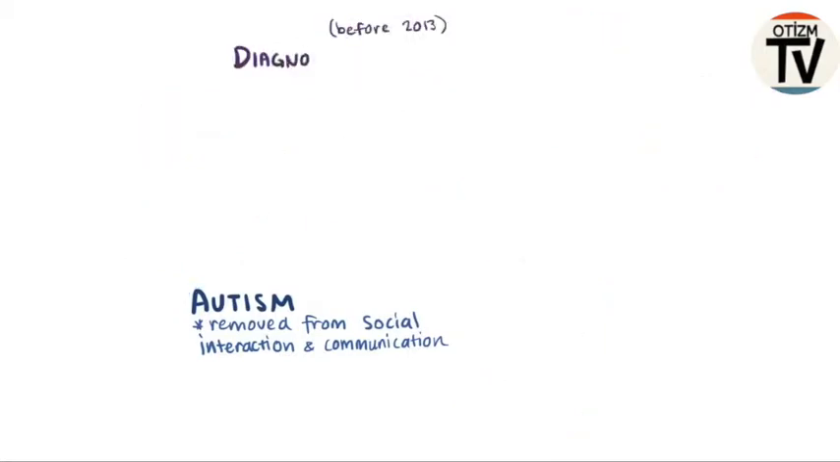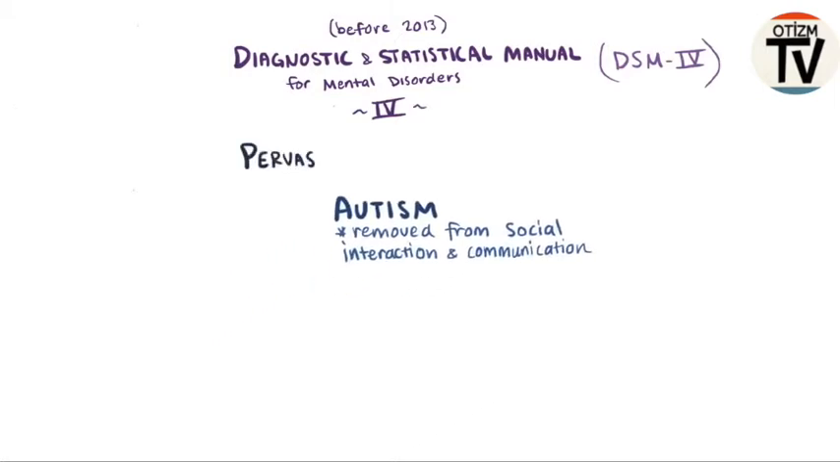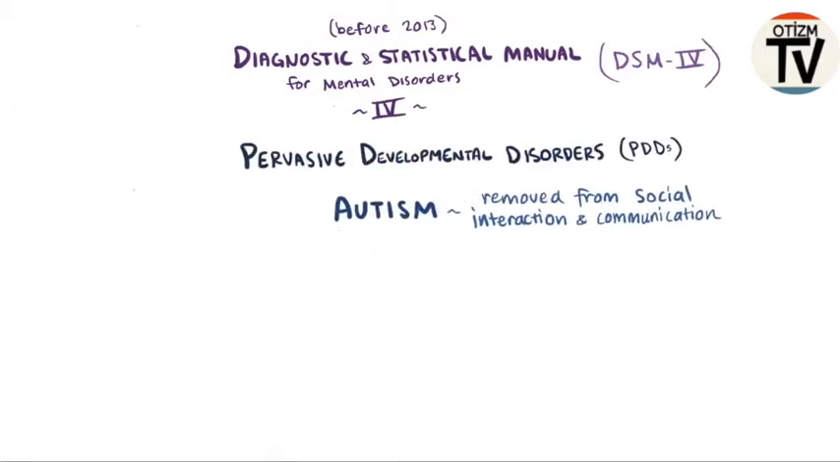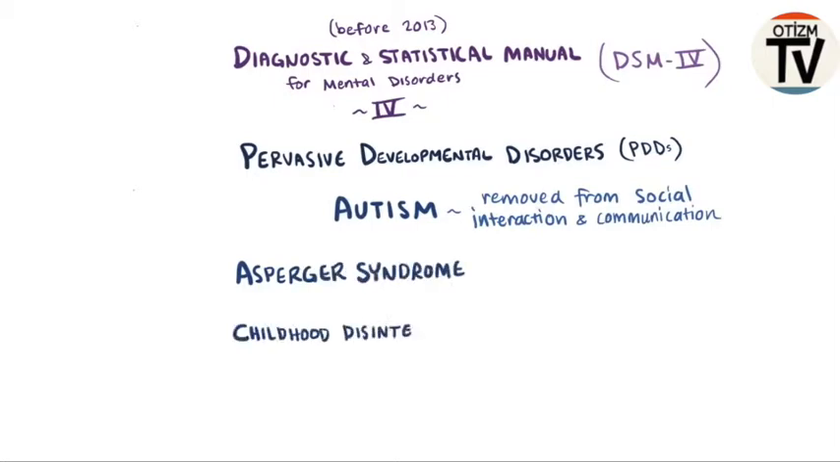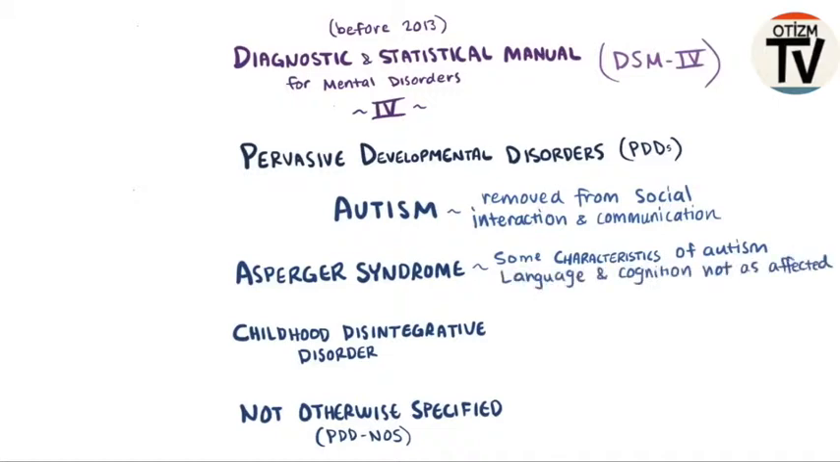Before 2013, the Diagnostic and Statistical Manual for Mental Disorders, the 4th edition, or the DSM-4, described autism as one of several pervasive developmental disorders, which also includes Asperger's syndrome, childhood disintegrative disorder, and those not otherwise specified, or PDD-NOS. Asperger's syndrome was used for children that appeared to have characteristics of autism, like difficulties with social interactions or nonverbal communication, but don't generally have significant delays in language or cognitive development, and therefore Asperger's syndrome was sometimes referred to as a high-functioning form of autism.